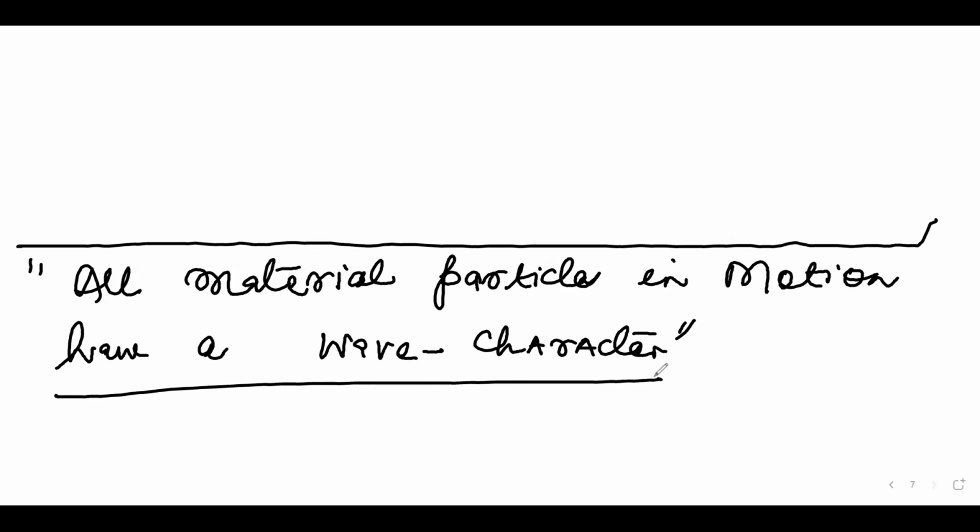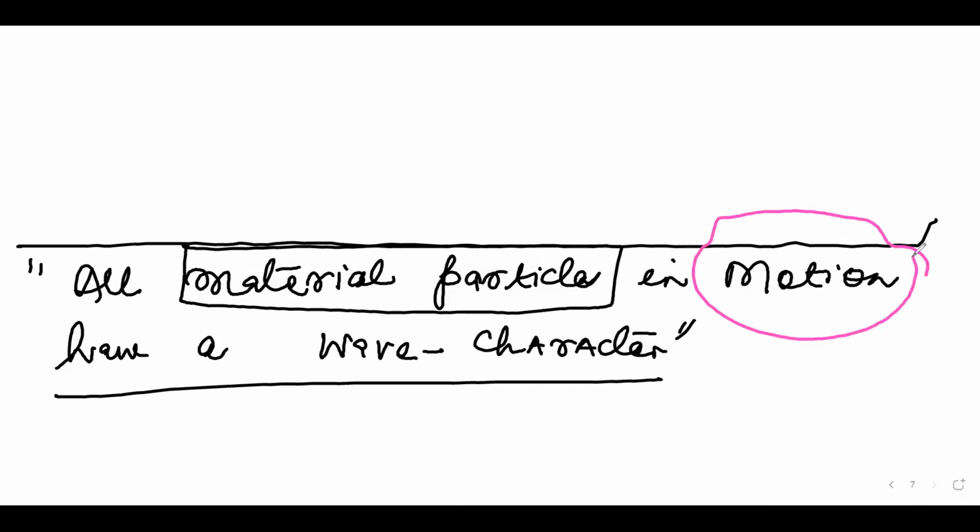ढंग से इस लाइन को पढ़ो. It says any material particle, चाहे वो photon है, चाहे वो electron है, चाहे वो cricket ball है, चाहे वो moving car है, चाहे वो running athlete है, चाहे वो a football in the air, any material particle. But जब वो material particle किस चीज में होगा? Motion. In motion, all material particles have a wave character.